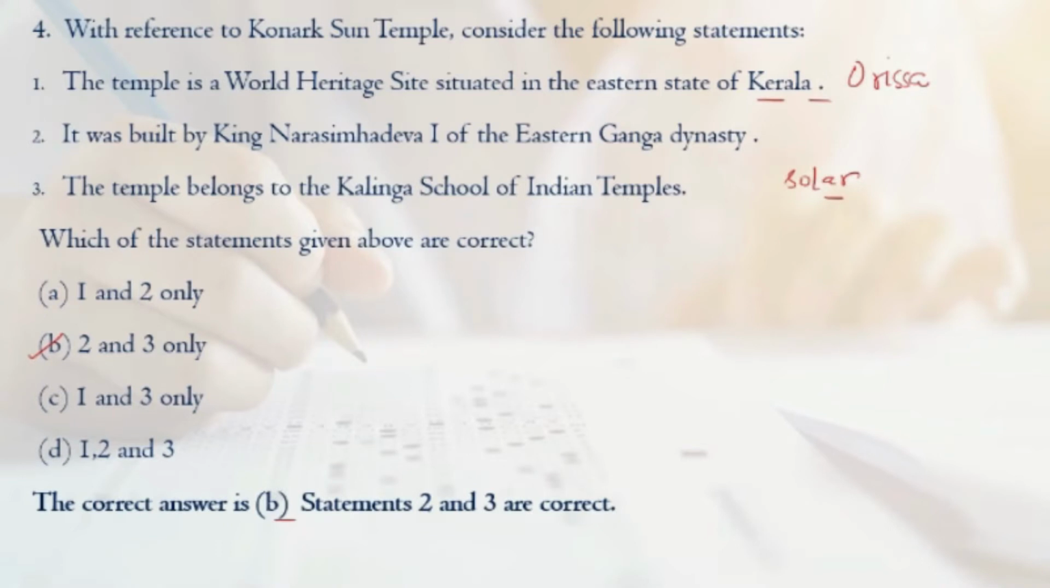Meaning of the name Konarka: the place bears a name composed of two word elements, Kona plus Arka. Kona means corner and Arka means sun. It was built by King Narasimhadeva I of the Eastern Ganga dynasty, and the Sun Temple belongs to the Kalinga school of Indian temples. So statements second and third are correct and first is incorrect because it is situated in Odisha.